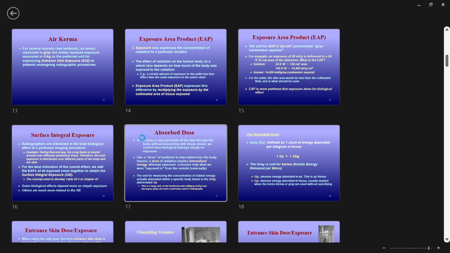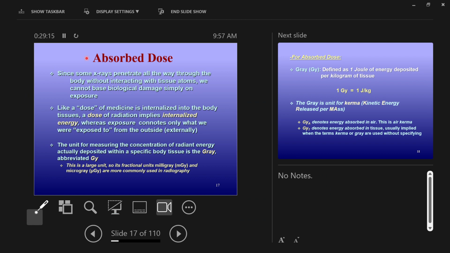So when we get to next talking about absorbed dose, if we're talking about particles, it's different, but with waves like X-rays and gamma rays, some X-rays penetrate all the way through the body without interacting with the tissue atoms. Now, how would an X-ray beam made of a bunch of X-ray photons get through the body without interacting with anything? I feel like I'm pretty dense. I feel like it's kind of hard to pass through me without interacting with my body tissue. So how can any of the X-ray beam get through the body without interacting with it?